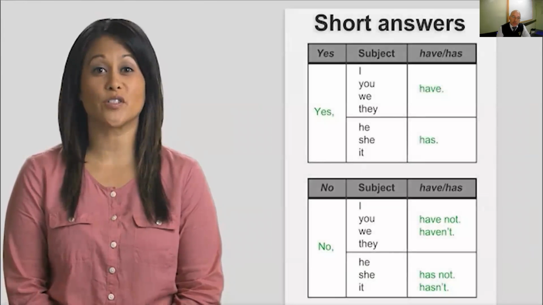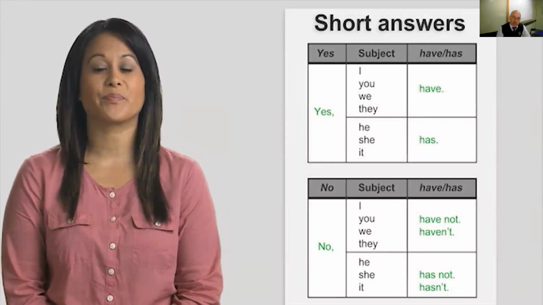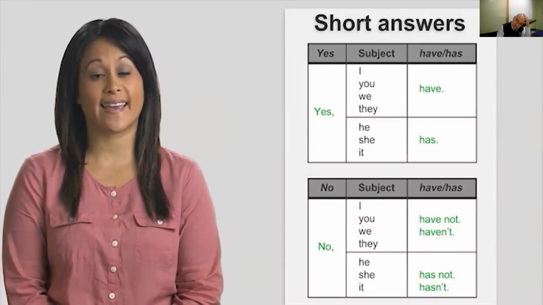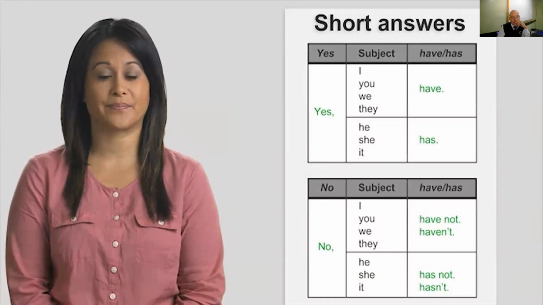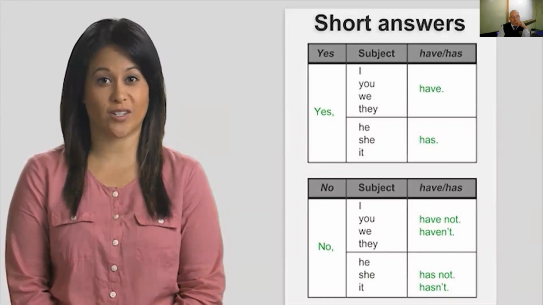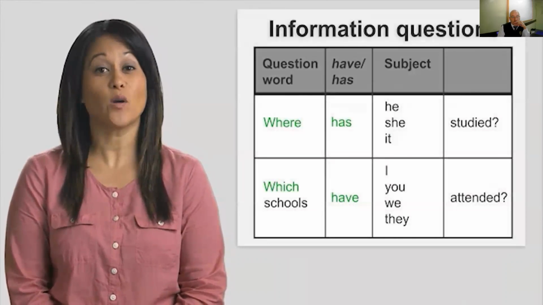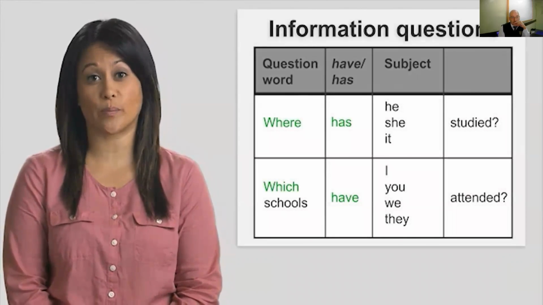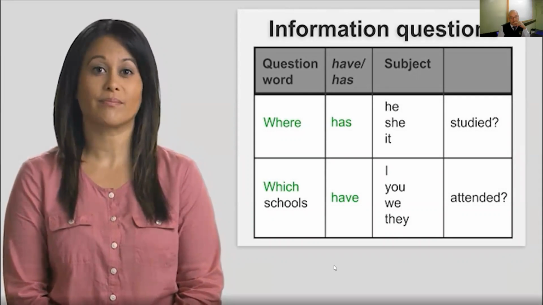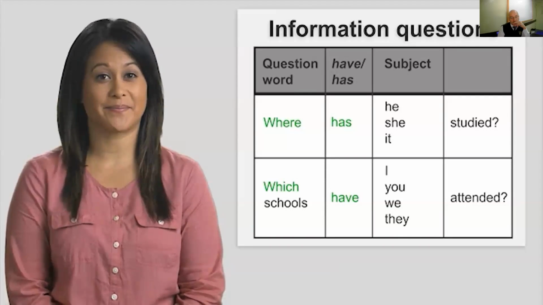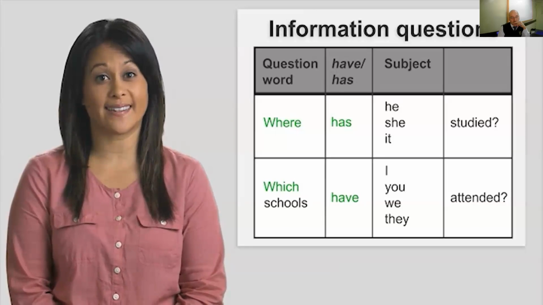We can use short answers for yes, no questions. For example, we can say, yes, I have, or no, I haven't. With negative short answers, we almost always use contractions. To form information questions, add a question word or question word plus noun before has or have. Where has she studied? Which schools have they attended?